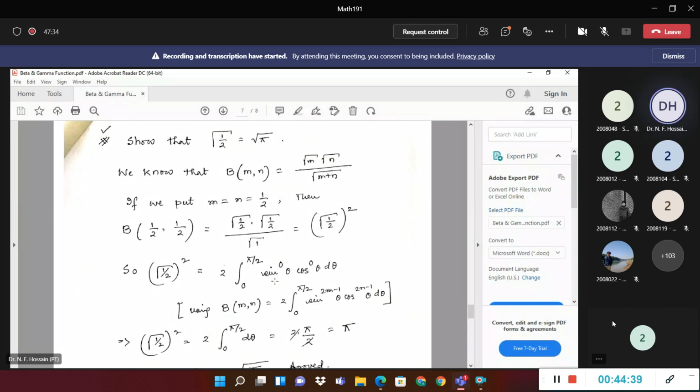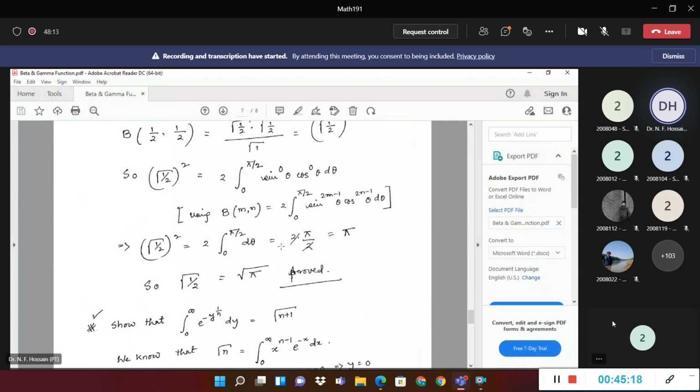Now use this expression for beta mn. We have got it: beta mn equals 2 into integral 0 to pi by 2 sine to the power 2m minus 1 theta cos to the power 2n minus 1 theta d theta. So here, beta half half, you just put m equal to half. 2 into half means 1, 1 minus 1 is 0. Here also n equals half, 2 into half is 1, 1 minus 1 is 0. So it becomes integral 0 to pi by 2 sine to the power 0 theta cos to the power 0 theta, that means just 1. So you are getting pi by 2.